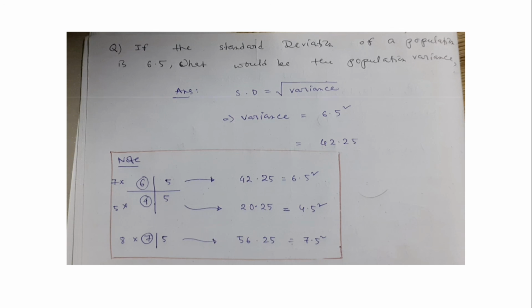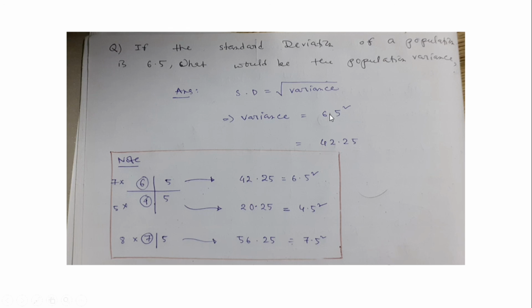Okay, next we are proceeding to the next question, and probably this is the last question of this video. If the standard deviation of a population is 6.5, what would be the population variance? So standard deviation is equal to root over variance, and variance is equal to 6.5 whole square, that is standard deviation whole square. You can easily calculate this by your virtual calculator, which TCS NQT will provide, but you can remember this.